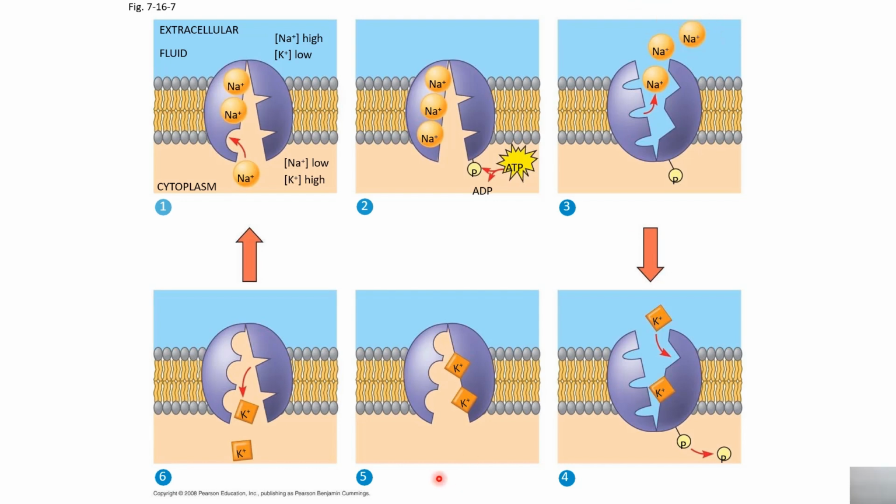At the same time, potassium goes inside, right? So potassium is also going against its concentration gradient. It is going from low concentration to high concentration, and potassium is thrown inside the cell. So both of these are happening together. It's an antiport because both are going in opposite directions, and it requires energy.